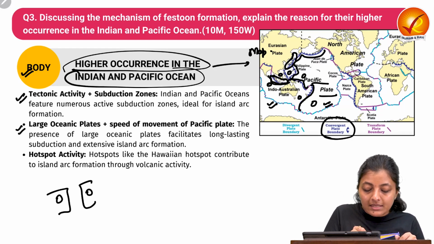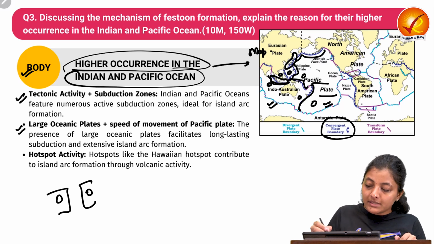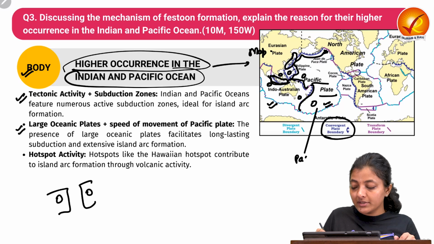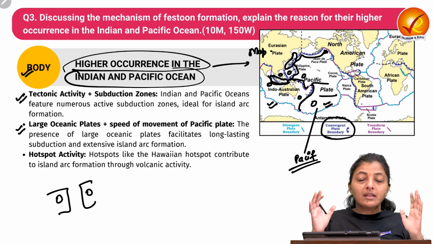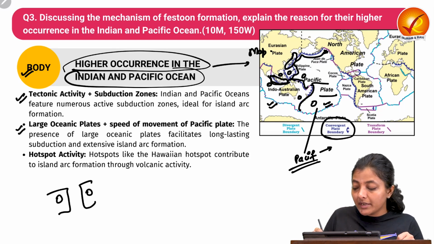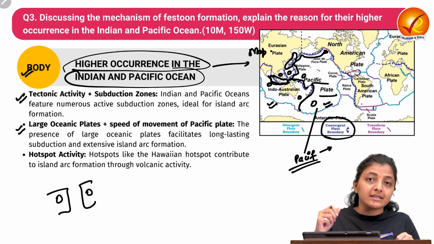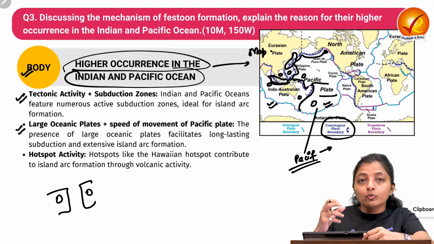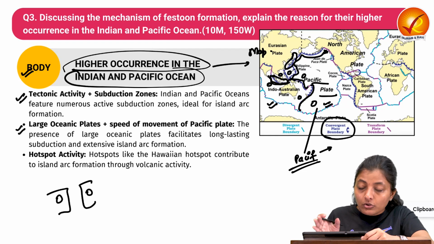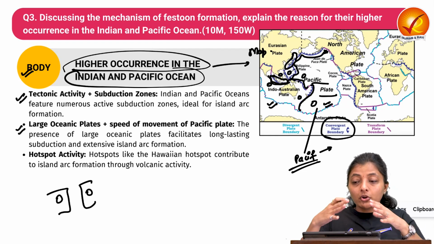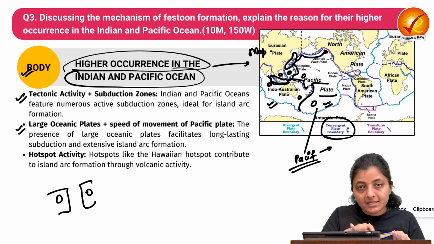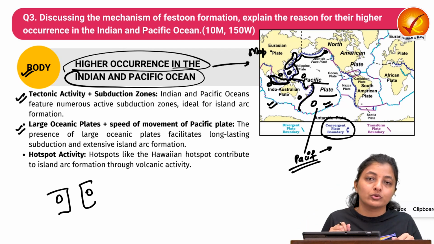First point. Second point is that, especially the Pacific plate, if we see this, is very large in size, and the Pacific plate movement is on the higher side. The Pacific plate is moving faster than any other major plate. So because of the faster movement and the huge size, the subduction is huge. That is why we see higher cases of the festoons.